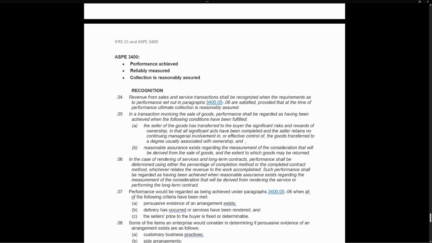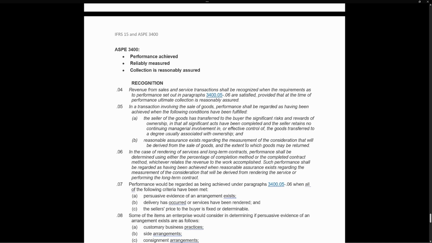ASPE is really simple in this part, and it contains these 3 sections: the performance achieved, reliably measured amount, and collection is reasonably assured. And in the recognition part, you will see that some paragraphs are italic and some are not, like this part. The parts that are italic are the more important paragraphs. So here you should know these paragraphs when you want to analyze ASPE 3400.